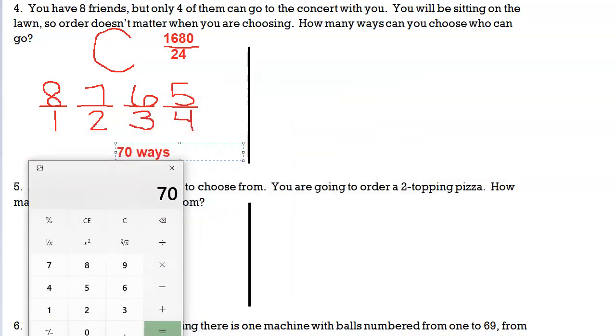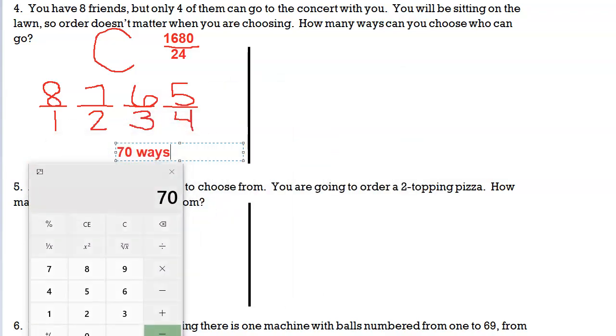All right. Now, if you were using the formula, then that would be considered an 8C4, because you have 8 different friends that you can't decide about, and you are going to choose 4 of them.